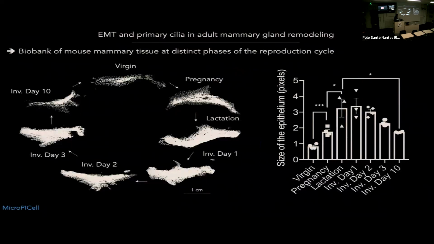We collected tissue at the time when the tissue expands from pregnancy to lactation and at distinct phases of involution, to find that the tissue starts only to regress 3 days after lactation, as you can see here. And then we started to develop techniques to analyze EMT and cilia in 3D in this tissue through clarification of the tissue and confocal imaging.